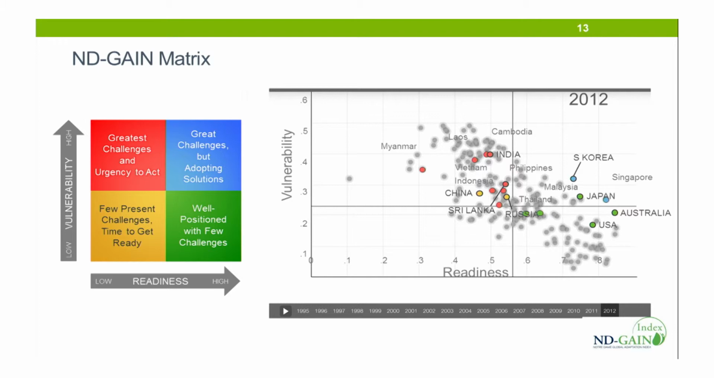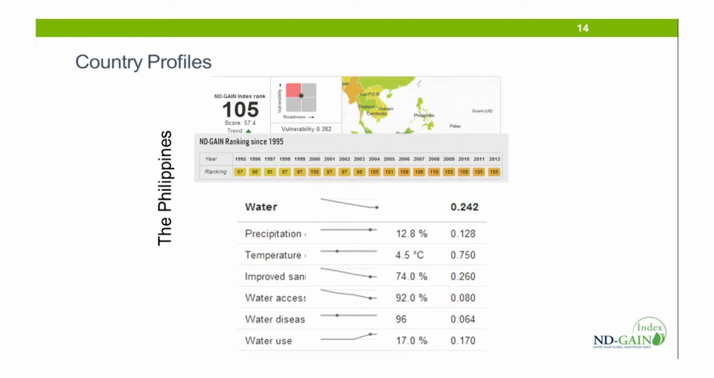But that also leads to more questions. Why is it happening? So the index itself is not the critical issue. It's the data that's behind it. People can look at how different components of the index are changing with time, and then focus in on those issues. And we can provide a lot more background information. So the whole idea is to get awareness, get interest, and get people asking questions as to what they can do.